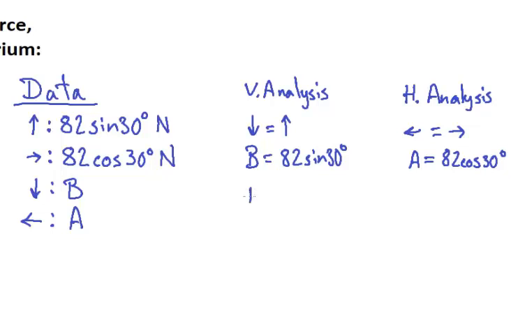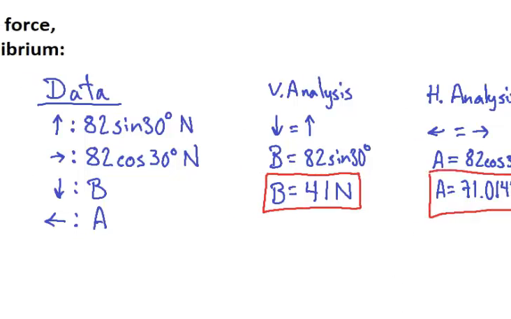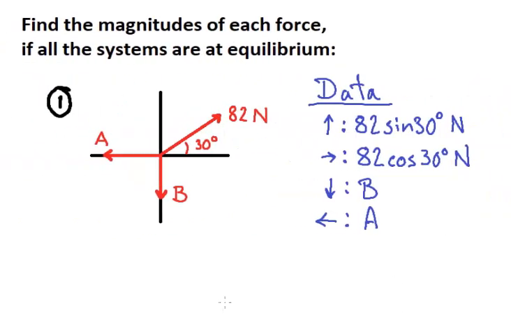With that in mind, all I need to do is put those things in the calculator, and that's going to give me the answer. So force B is going to be 41 newtons. And force A is going to be 71.0141 newtons. Those two will be the forces that we were looking for. And with that, we solved the exercise. We found already the magnitudes of each force. That's all we have to do.